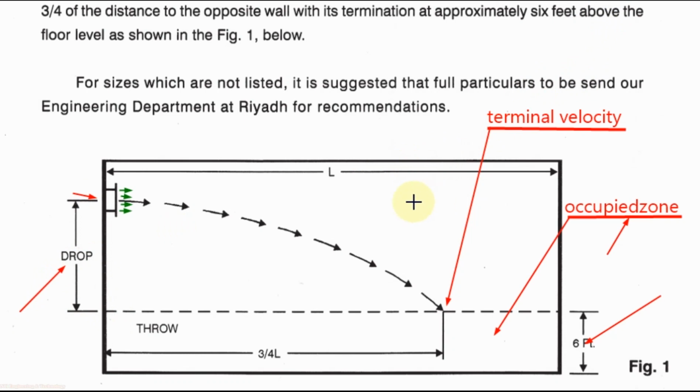You can select a grill having throw equal to the distance between two opposite walls. In this picture you can see this L, you can take it as throw, but it is general practice to consider the throw for the grill equal to 3/4 of the length, and at a terminal velocity of 50 fpm.